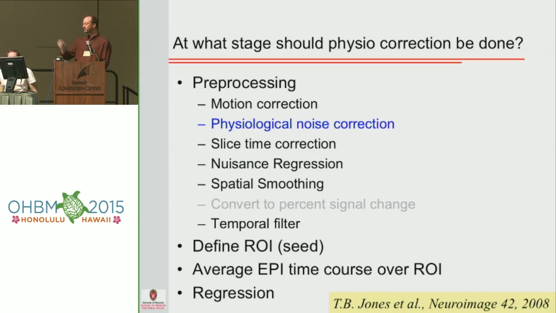If you want to hear more about this and go into a lot more detail, a student of mine, Tyler Jones, had a paper on this. First of all, because retro-ICOR relies on the phase of the cardiac cycle at which each image was acquired, you might think we want to do that as soon as possible, basically right after we acquire. Because if you register and move this volume around, you're changing that information. The slices were no longer acquired at a single point in time.